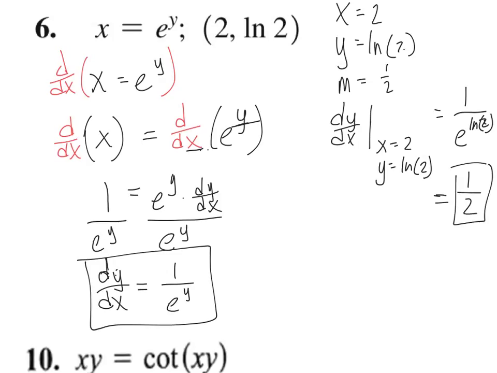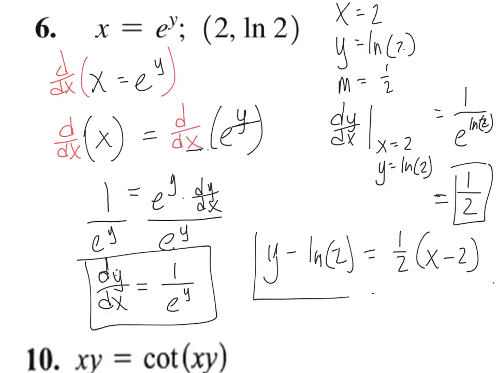That's 1/2. So now I'm going to write the equation of my tangent line, and that's just going to be y minus the natural log of 2 equal to my slope, which is 1/2 times x minus 2. You can leave it like that, or you can put it in slope-intercept form. I'm just going to leave it like that.